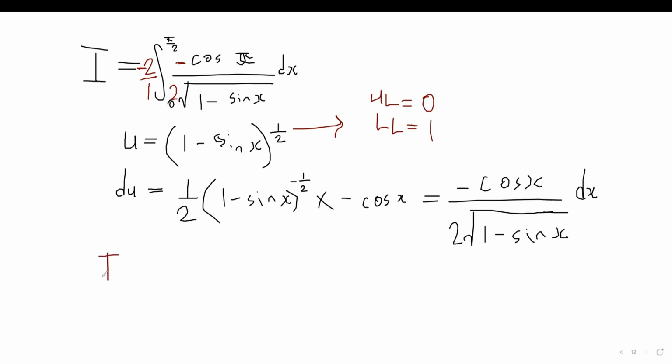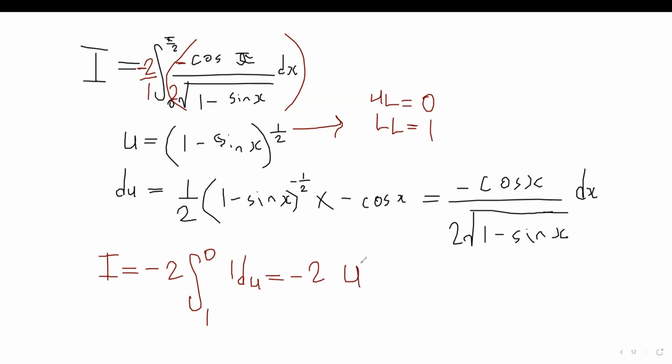So now I is going to equal, Marika, what is all of this? All of this is du. So we're going to get minus 2 times the integral, and we'll change the limits. The lower limit is now 1. The upper limit is now 0. All of this is du, so you just get 1 du. When you integrate 1, you just get u, because you're integrating with respect to u. So you get minus 2 times u, and we're integrating from 1 to 0.